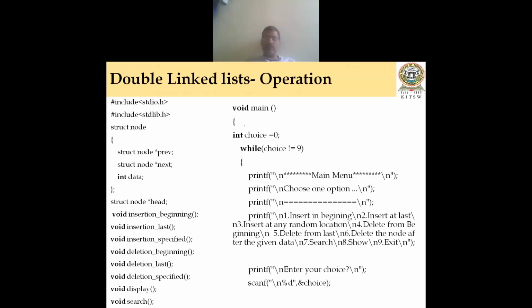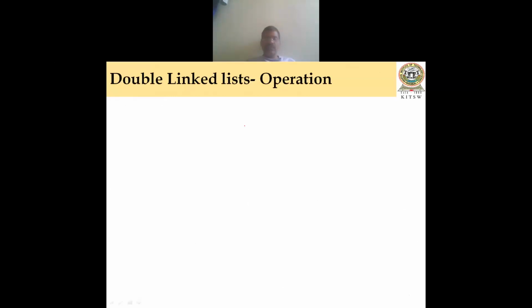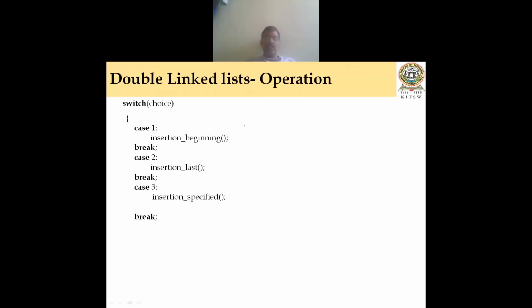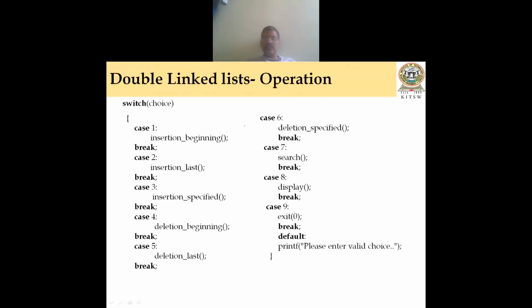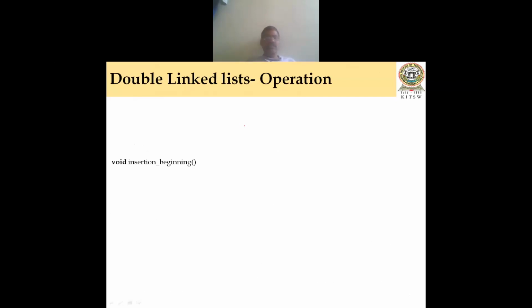Fine. So these are the different menu options that we have created, similar to the single linked list. And this is the switch case statement: based on the choice the user has entered, the respective function will be called. This is what we already discussed in single linked list as well as circular single linked list.